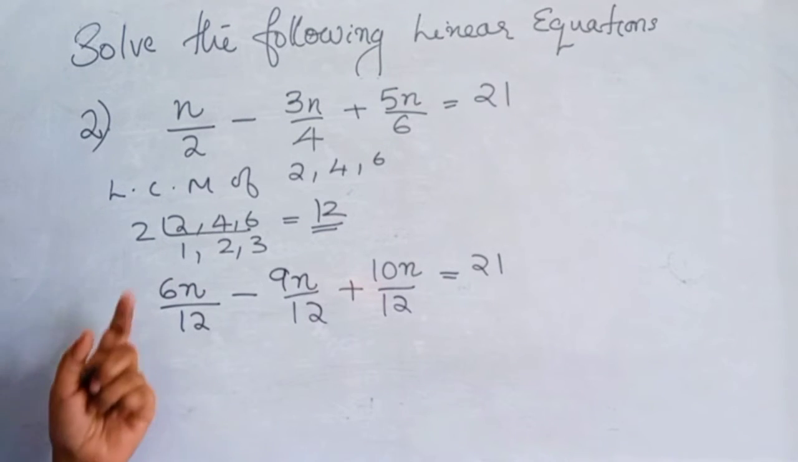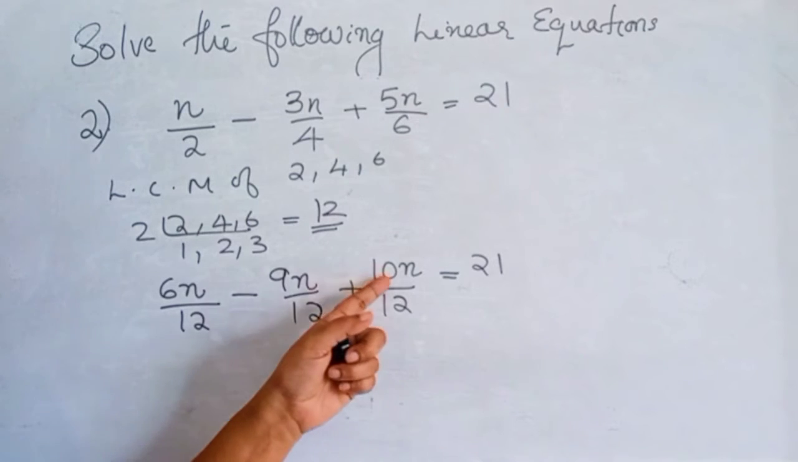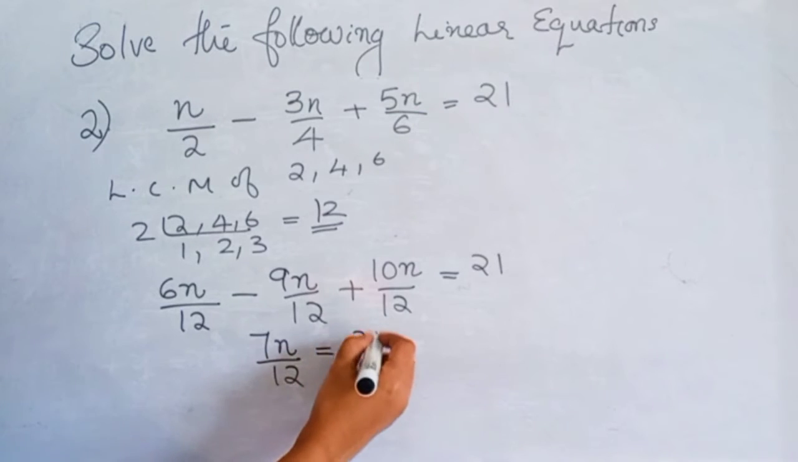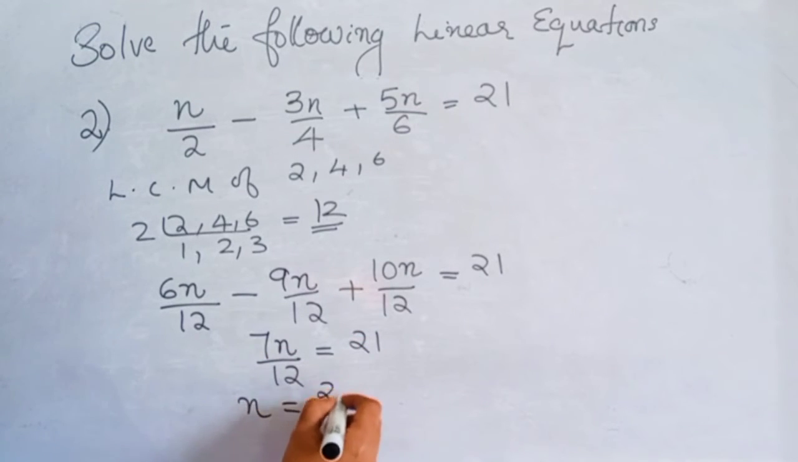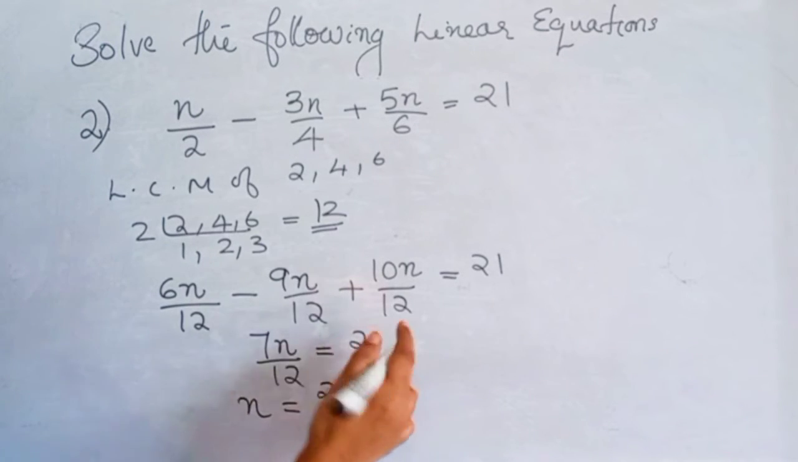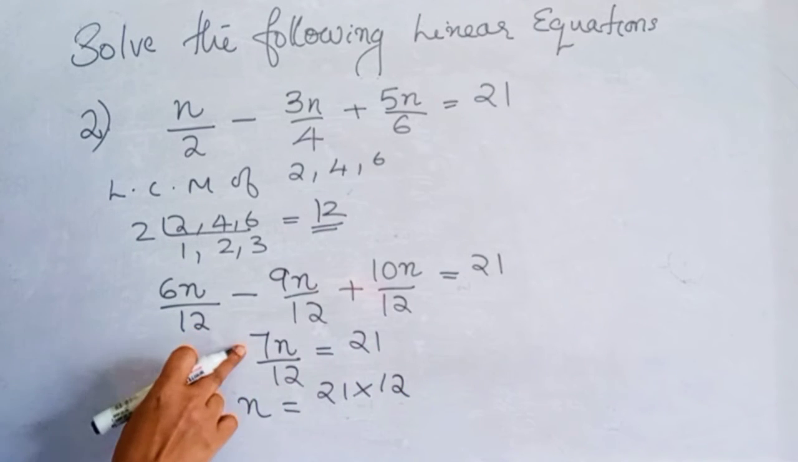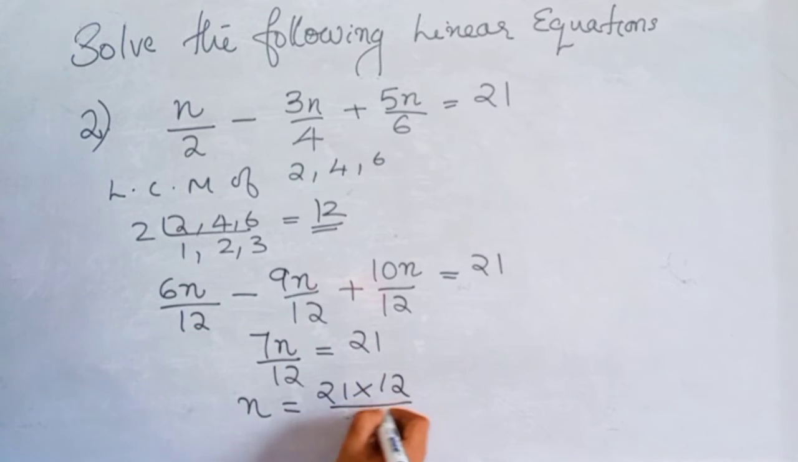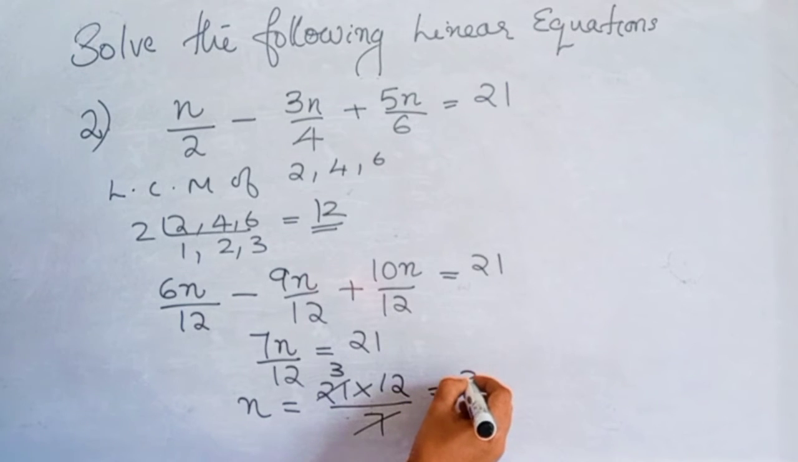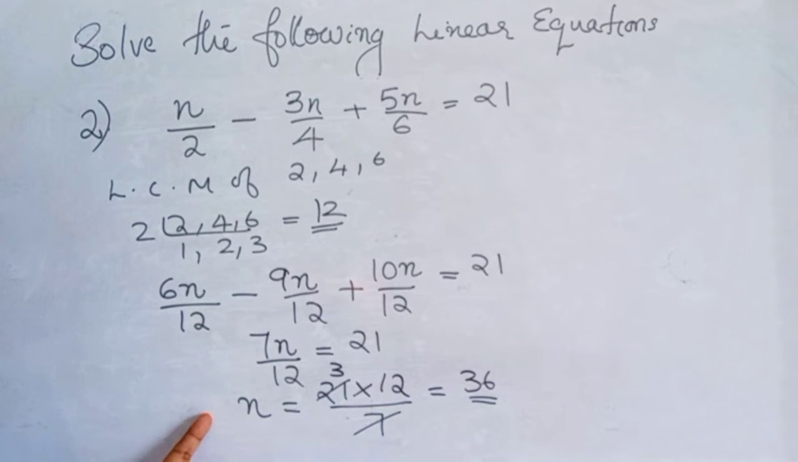So now we need to do the calculation on top. That is 6 minus 9, it is minus 3. Minus 3 plus 10, it is 7n by 12 equal to 21. n is equal to 21 into, we can take this: division by 12 will become multiplication by 12, and here multiplication by 7 will become division by 7. So 7 3s are 21. The answer is 36. So we have solved, we found the value of n here, that is 36.